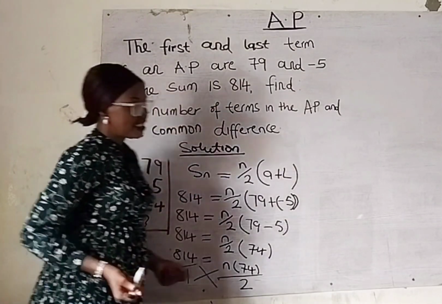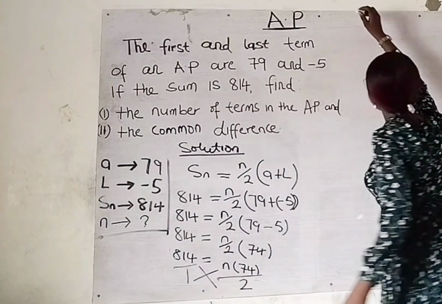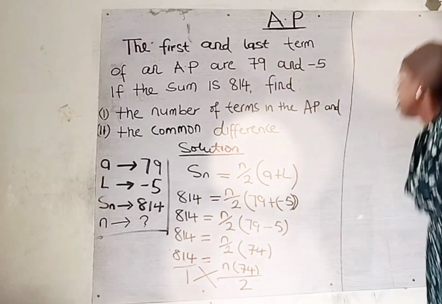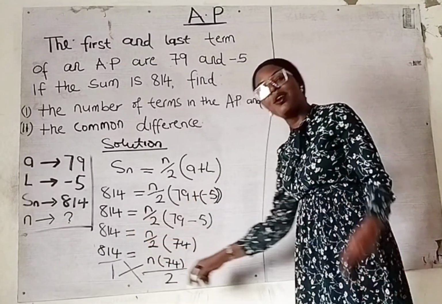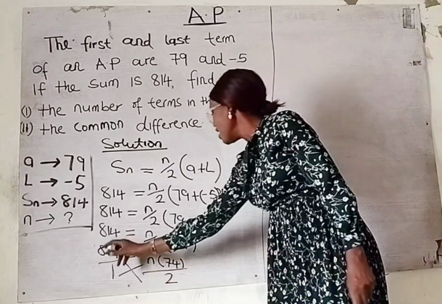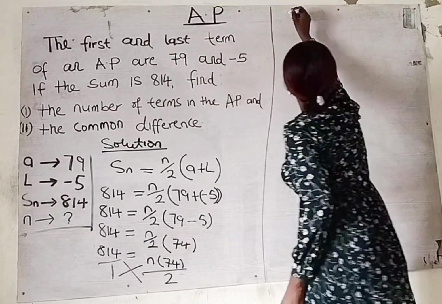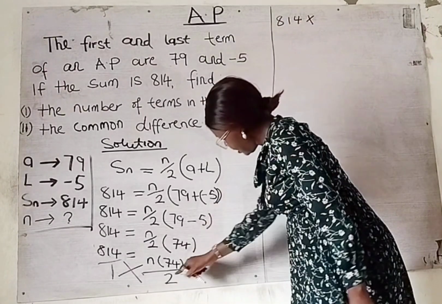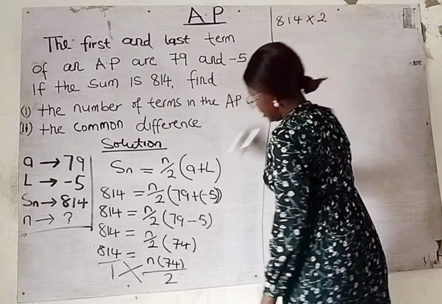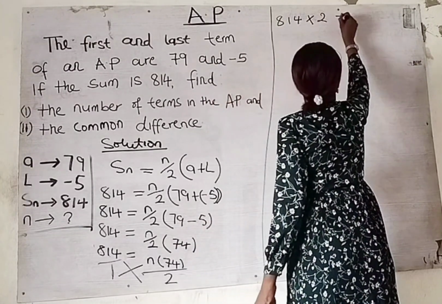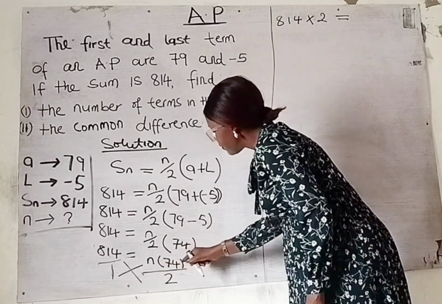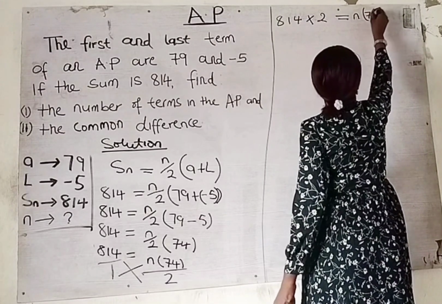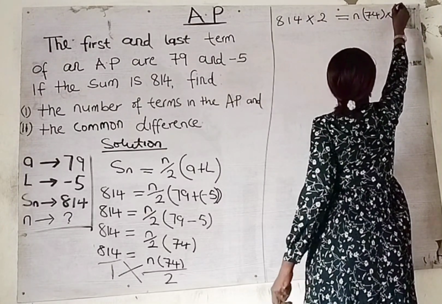Let's continue the other side. Let's continue here, along my line. And I'll start the cross multiplication proper. I want it out like this. 814 times 2, 814 times these 2 equals 74 times 1, that is 74 times 1.